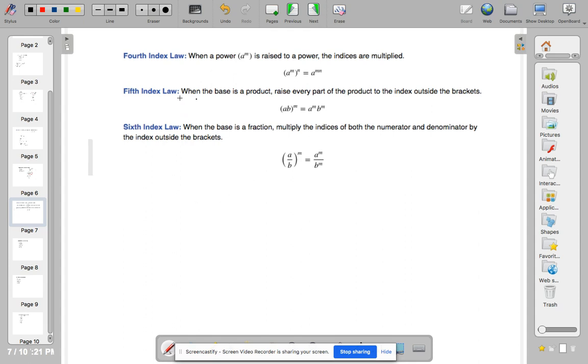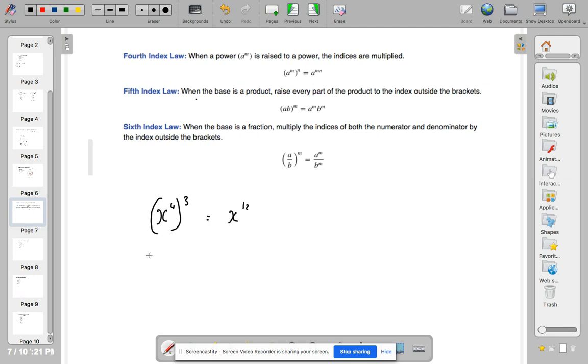Let's look at the fourth, fifth, and sixth index laws. Basically, with the fourth index law, it means that if you raise an expression inside the bracket to a power, you multiply the indices. So let me just demonstrate how that might work. If you've got x to the power of 4 raised to the power of 3, that's going to be 4 times 3, x to the power of 12.